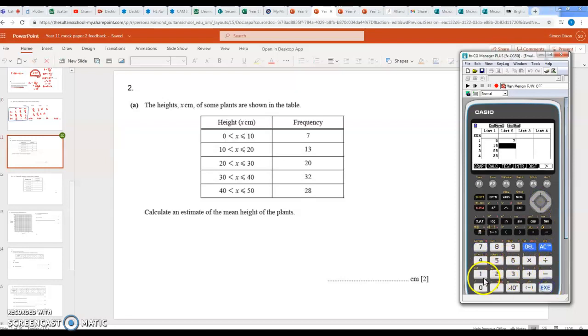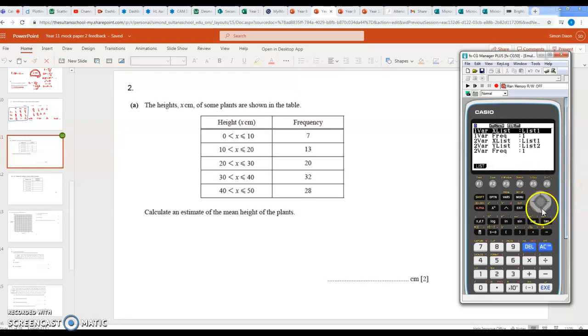So 7, 13, 20, 32, 28. Now, what we can do here is push F2 for calculate, and we're going to get the calculator to find out all sorts of things for me. But before I do, I have to go to the settings. I must go to the settings first, okay?